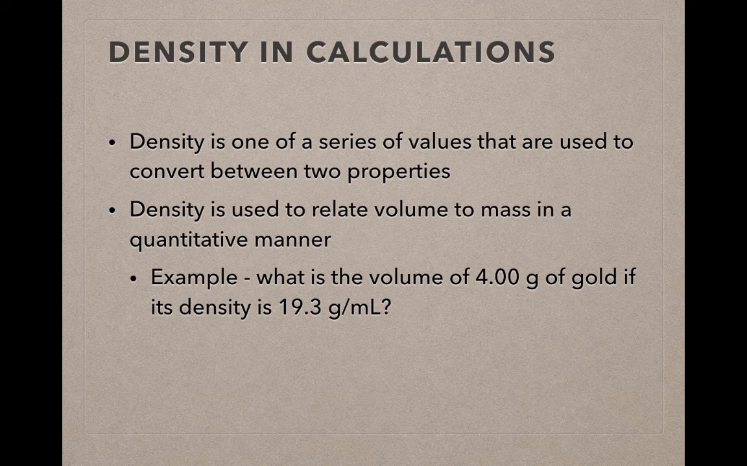Well, we could just set that up. We know that density is equal to mass over volume, so we could say that 19.3 grams per milliliter is equal to 4.00 grams per volume, which is something I don't know. So we could go through and calculate that if we wanted to. We're not going to right now, but if you want to carry that out, you are certainly welcome to.